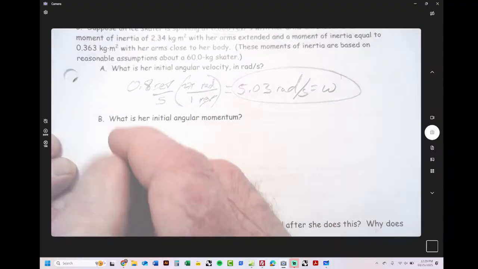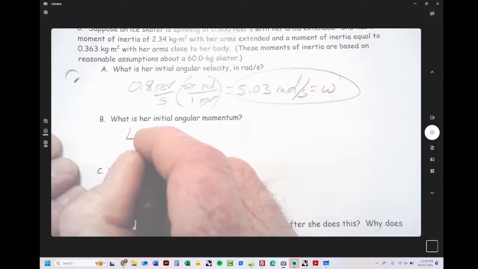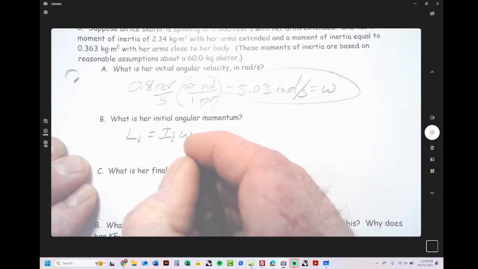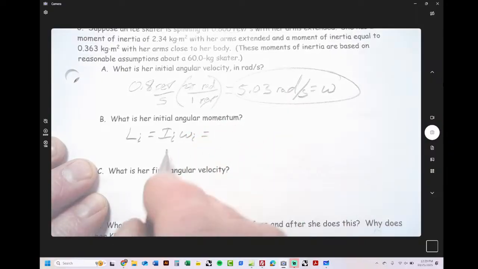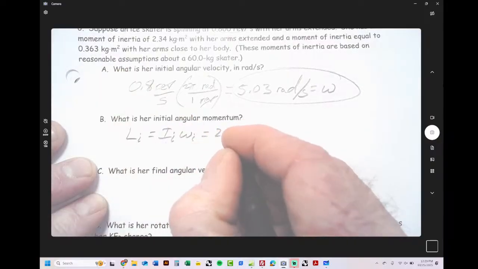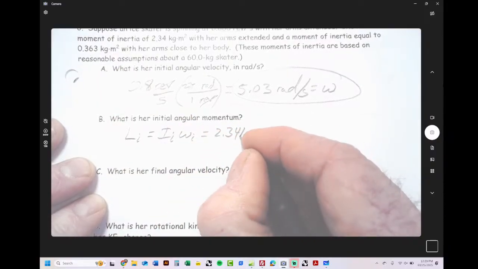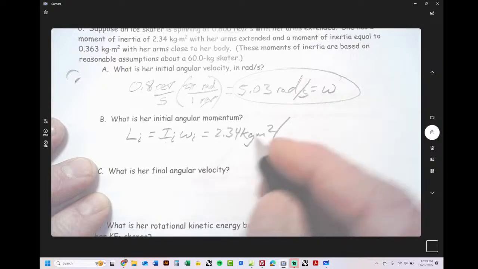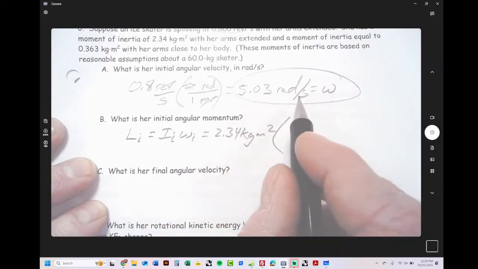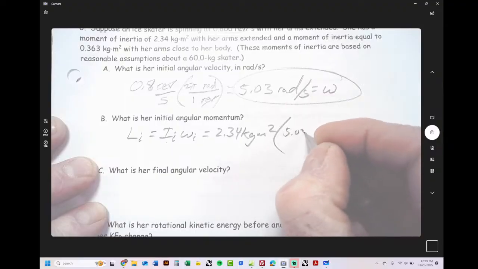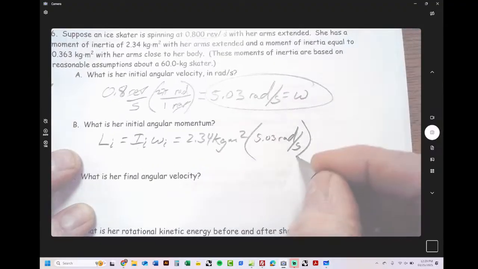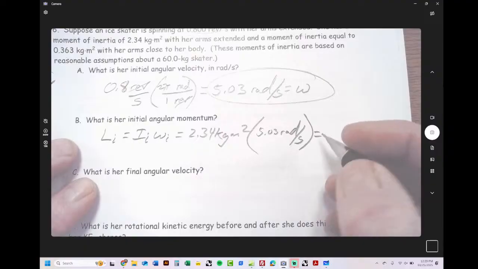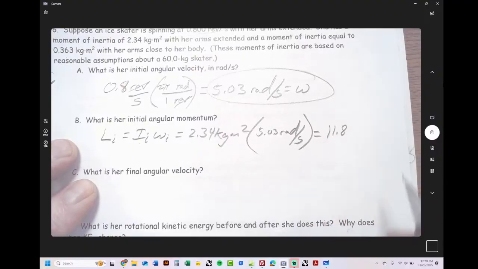So our angular momentum is L sub I, which is initial moment of inertia times initial angular speed. Her initial moment of inertia is 2.34, with the funny units that moment of inertia has, kilograms meters squared. And that's multiplied by 5.03 radians per second. When you multiply them together, you get really funny units, and a funny thing happens. So you get 11.8, and what would the units be?